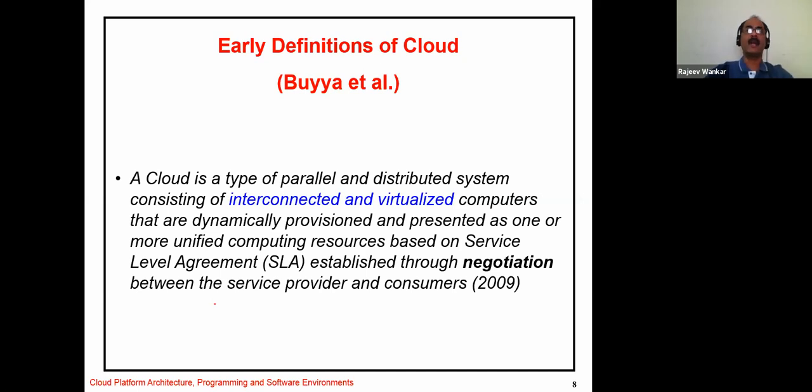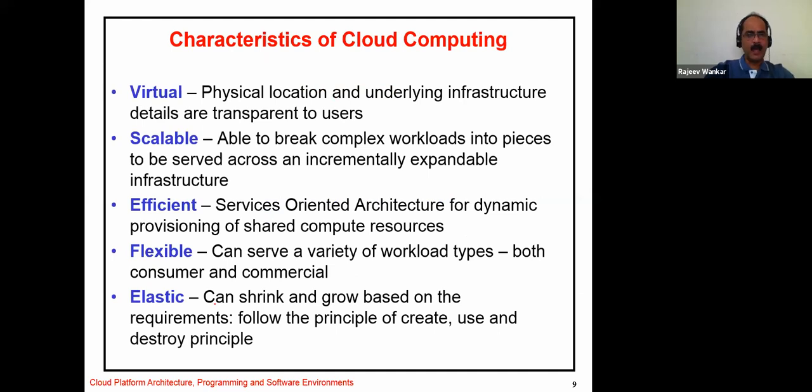So basically, when we are working on cloud computing, it is not just about provisioning of services; there are several other essential portions. If somebody is working on designing the service level agreement between the service provider and service consumer, that is also a part of development in cloud computing. Important characteristics, we all know, I'll go through very quickly. It is virtual in nature, so the physical location of the underlying infrastructure is transparent to the user. They do not know where exactly those physical resources are. Scalable, that means it should be able to break a complex workload into small pieces to be solved across an incrementally expandable infrastructure. Efficient, because it uses a service-oriented architecture for dynamic provisioning of the resources.